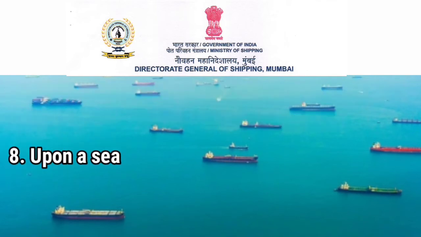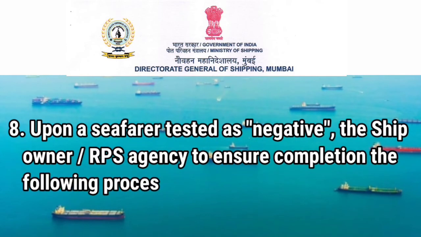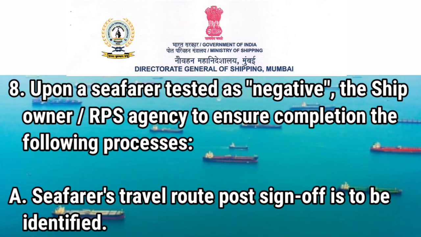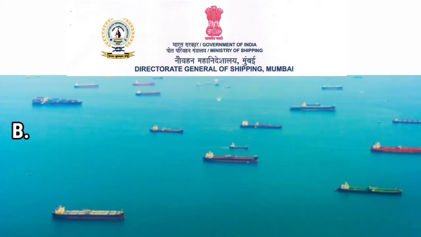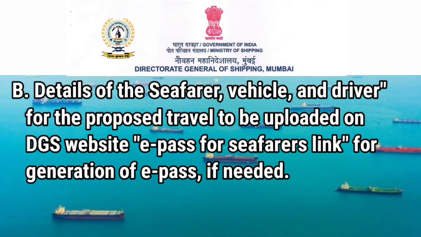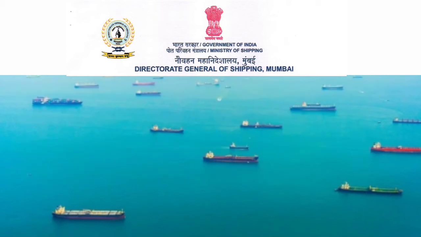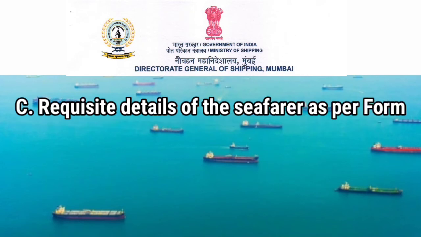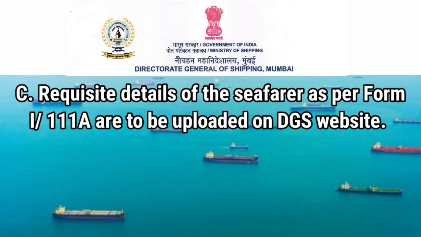On completion of 14 days, he shall undergo a COVID-19 test to confirm negative. 8. Upon a seafarer tested as negative, the ship owner RPS agency to ensure completion of the following processes: A. Seafarer's travel route, post sign off, is to be identified. B. Details of the seafarer, vehicle, and driver for the proposed travel to be uploaded on the DGS website. E-Pass for seafarers, link for generation of E-Pass, if needed. C. Requisite details of the seafarer as per Form I-111 AR to be uploaded on the DGS website.